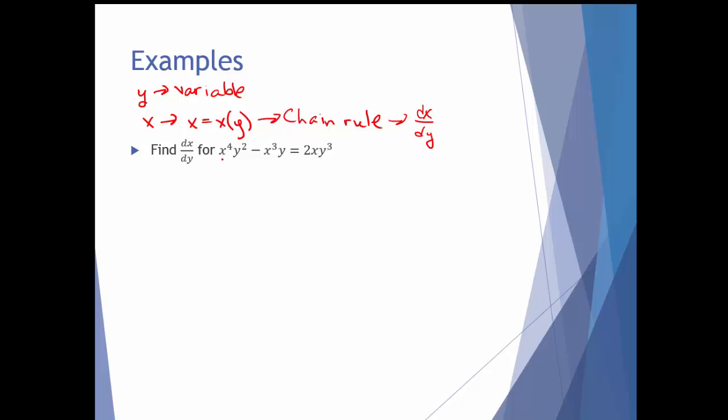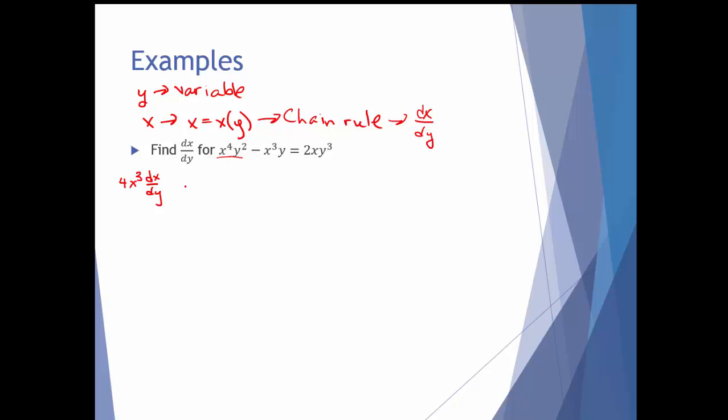So let's take a look. If we want to find dx dy for x to the fourth y squared minus x cubed y equals 2x times y cubed, each one of these individually is a product rule. So let's take a look at x to the fourth y squared first. So x to the fourth is an unknown function to the fourth power. So its derivative is going to be a chain rule. It's going to be 4 times that unknown function to the new power of 3 times the derivative of the inside function, which, since we don't know what the inside function is, we just call it dx dy.